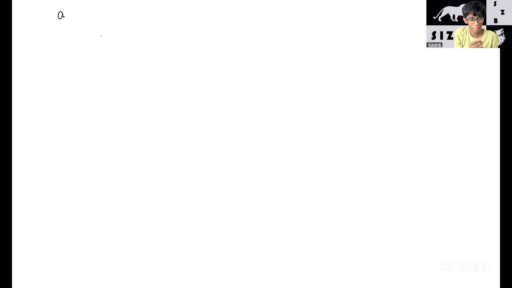Page number 115, the fourth question. A square, this one? Yeah. Okay. Let me write it down: a square into b minus c, plus b into c minus b. Just give me a second. Yeah, this is the question.